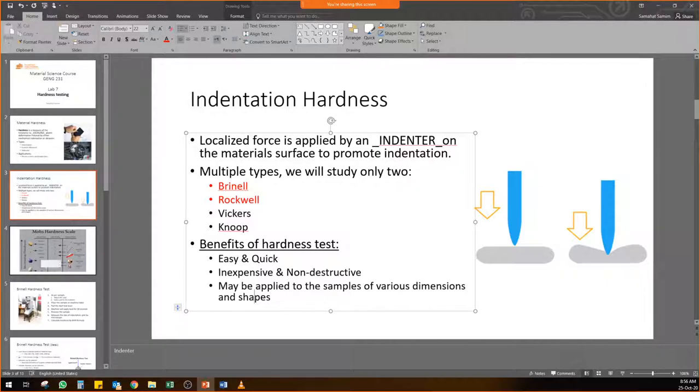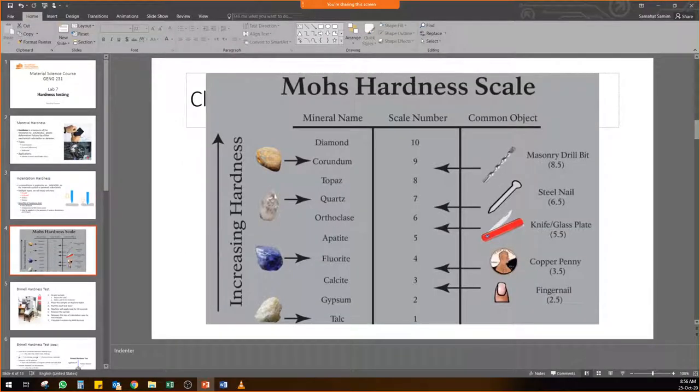Okay. Before going into the actual test of Brinell and Rockwell hardness, let me show you this image here. This is another hardness scale, called the Mohs hardness scale. But I am sharing this just for your imagination of what hardness means. Let's assume your fingernail has a hardness of 2.5, okay?